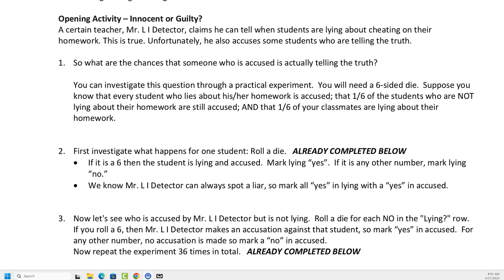So what are the chances that someone who is accused is actually telling the truth? You can investigate this question through a practical experiment. You will need a 6-sided die, which I'm going to just go ahead and tell you that I rolled on your behalf. And suppose you know that every student who lies about his or her homework is accused, and that 1/6 of the students who are not lying, so that'd be telling the truth, about their homework are still accused of lying, and that 1/6 of your classmates are lying about their homework.